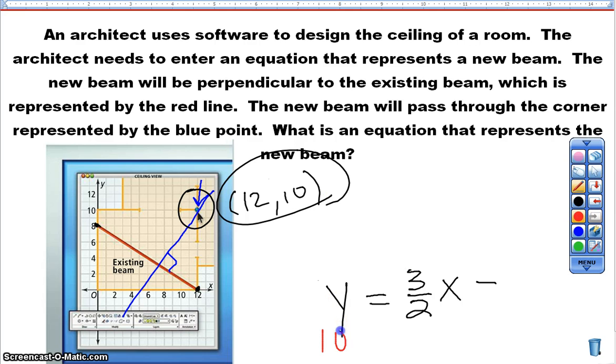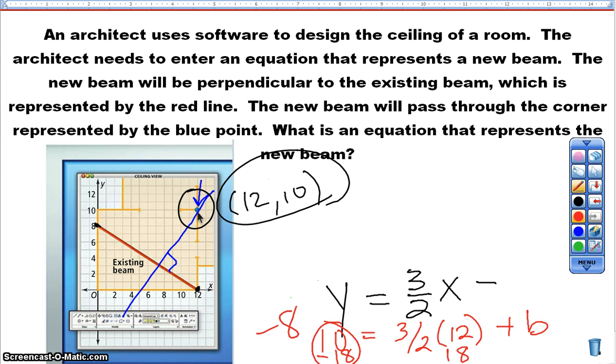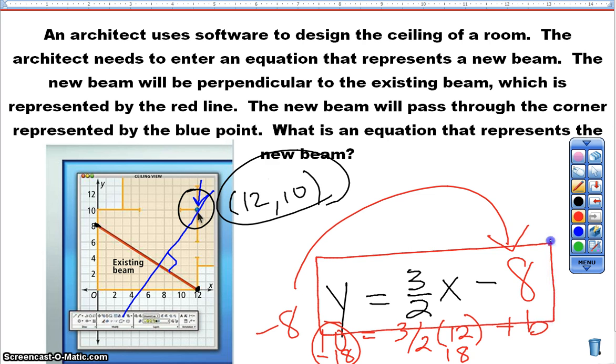I'm going to put a 10 in for the y. I'm going to put a 12 in for the x. I'm going to solve this. What do we got here? 3/2 times 12, so that'd be 18. To get rid of that 18, you're going to subtract it from both sides. And oh, I'm so happy because 10 minus 18 is negative 8, and that's what I needed, was a negative number. So I'm going to throw that in for my b over here, and my equation should be y equals 3/2 x minus 8.